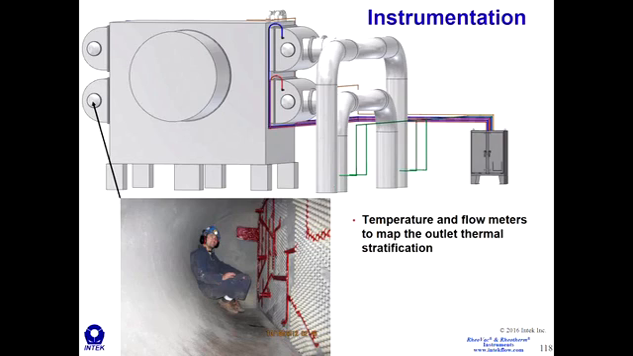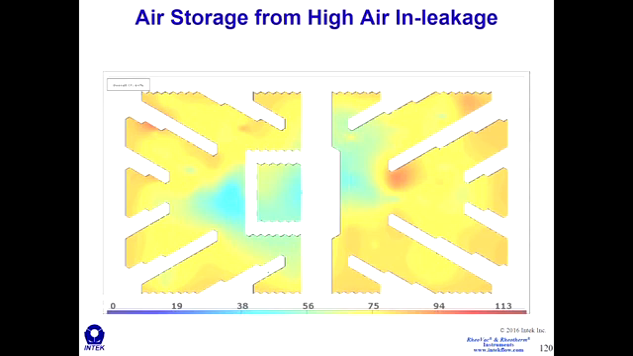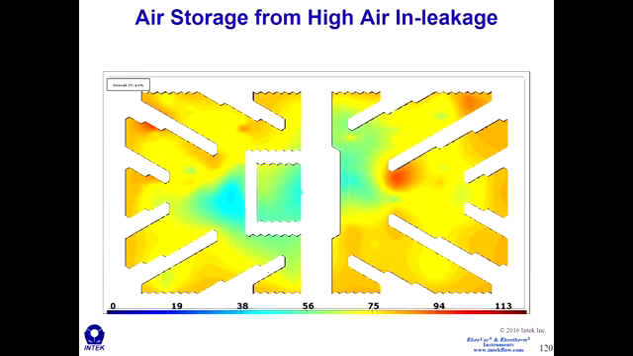Here's the condenser from a side view. Here's some of the instrumentation that we installed to get the performance profiles. Here is an air in-leakage test that we ran on this particular condenser. We purposely introduced air in-leakage here, 5 SCFM all the way up to 120 or 60 SCFM. And here's the performance profile.